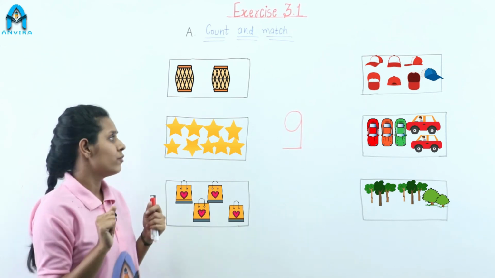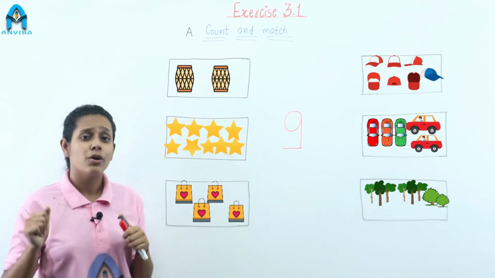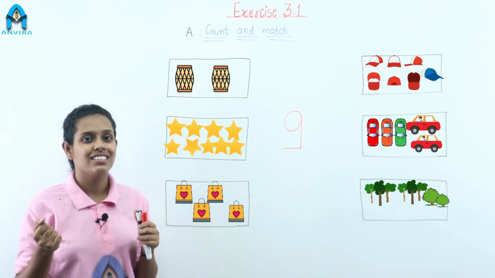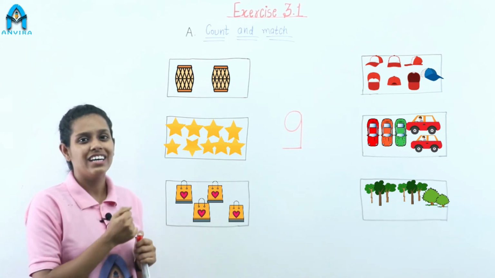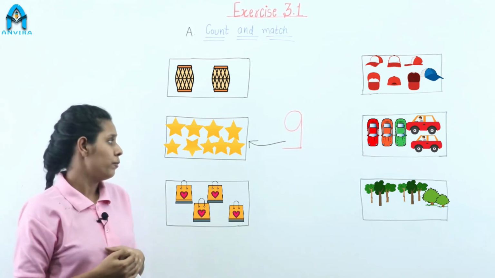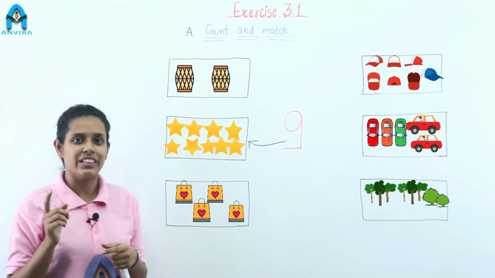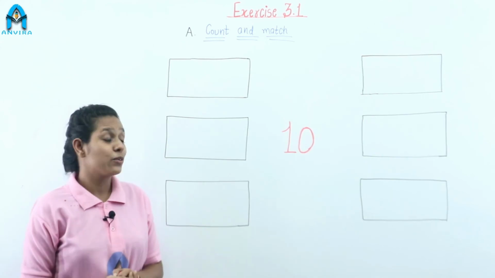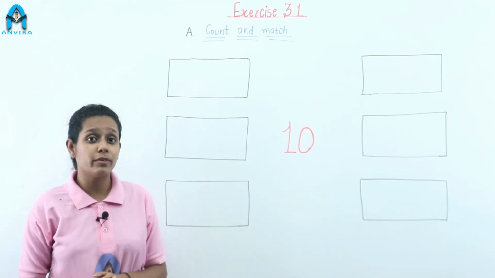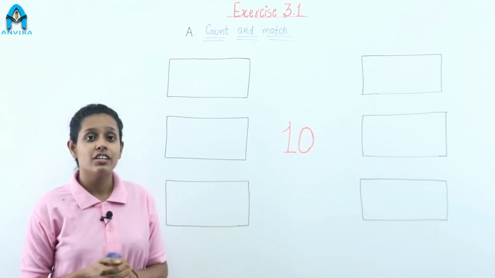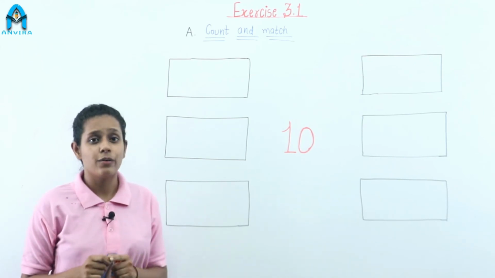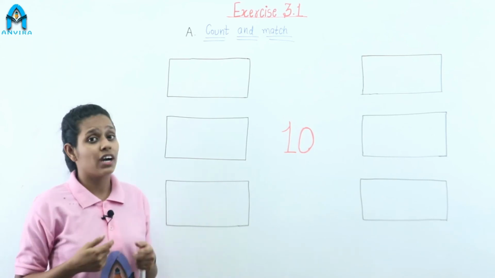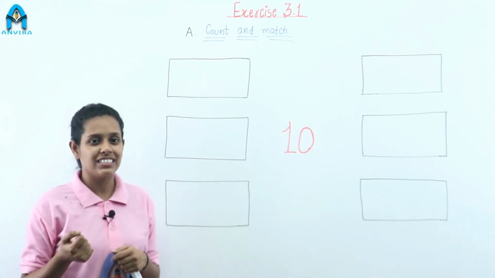Now tell me which object is matched with number 9? Stars. Stars are in number 9. Now match stars with number 9. Now look at the next question. Which number do you find in this question? We find number 10. Now let's start to count the object.